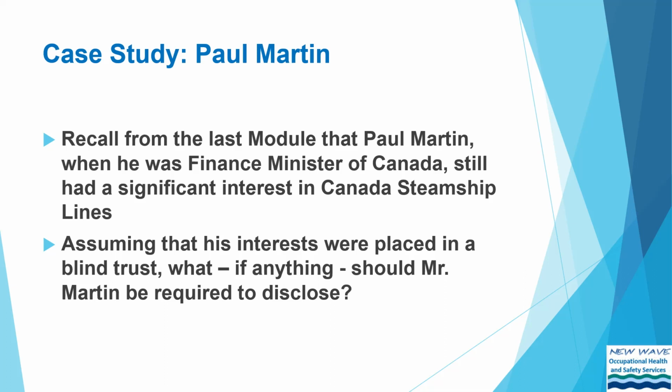I would like to conclude our discussion of disclosure with a case study. Recall from the last module that Paul Martin, when he was Finance Minister of Canada, still had a significant interest in Canada Steamship Lines. Assuming that his interests were placed in a blind trust, what, if anything, should Mr. Martin be required to disclose?